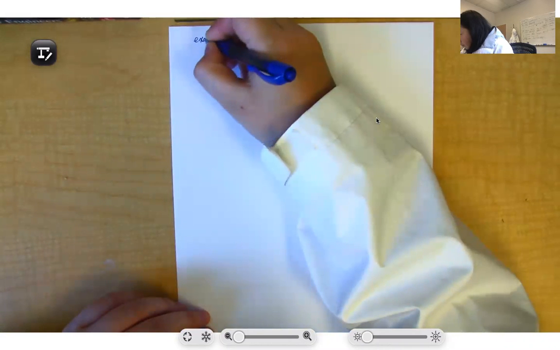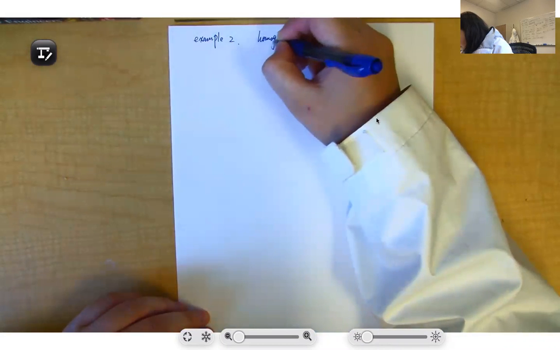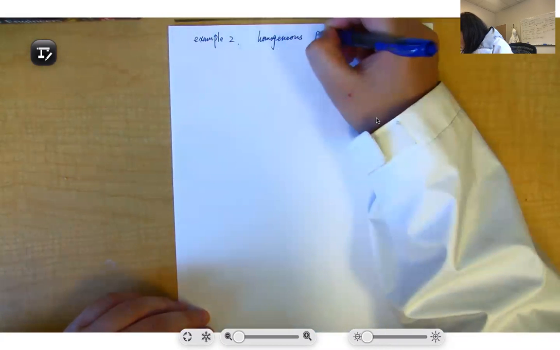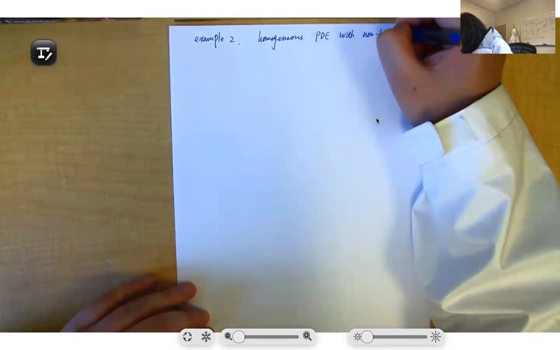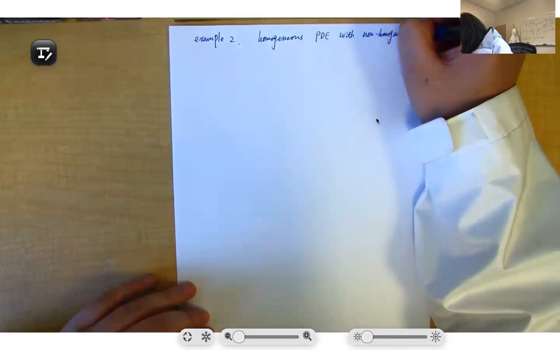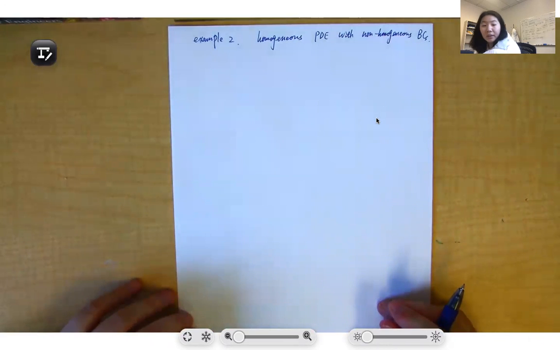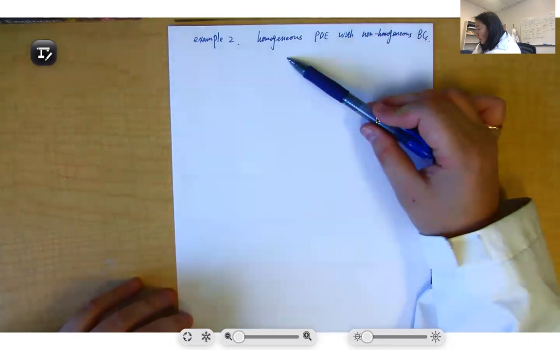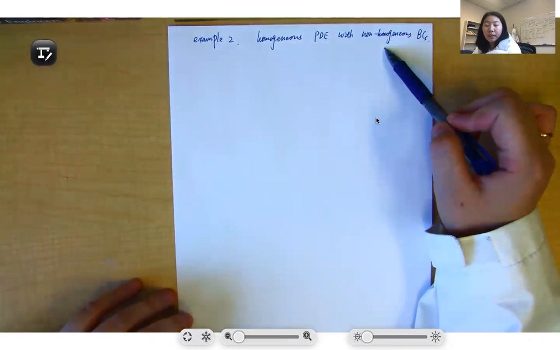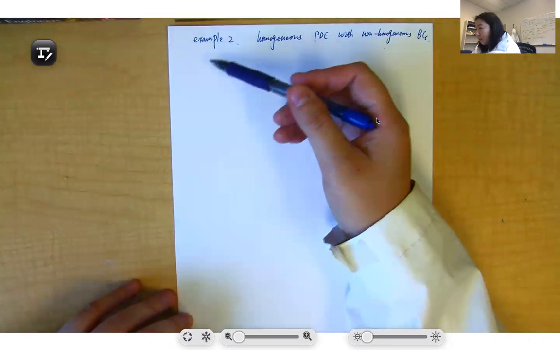Okay, so another example, example 2, is a homogeneous PDE with non-homogeneous boundary conditions. And we couldn't use the separation of variables directly because it needs a homogeneous PDE with homogeneous boundary conditions. Then we need to do some modification. Let's first elucidate what this example looks like.